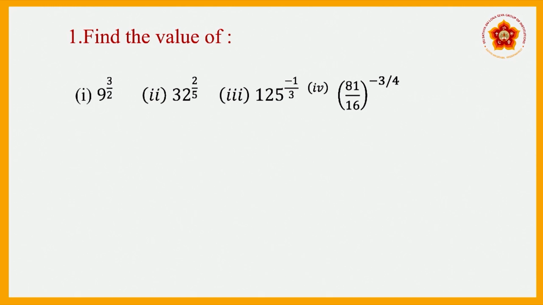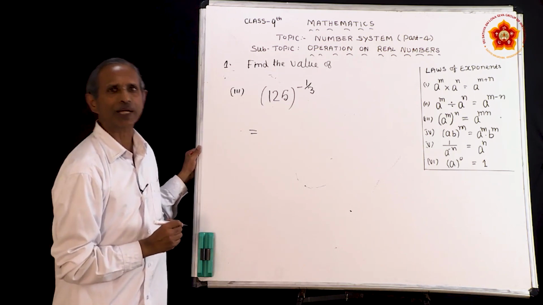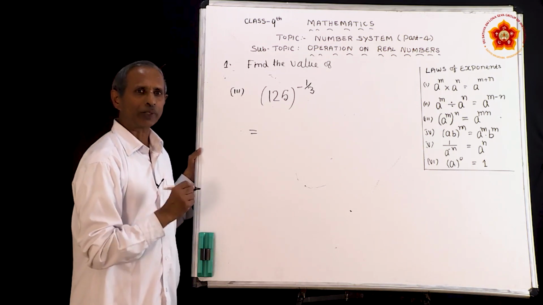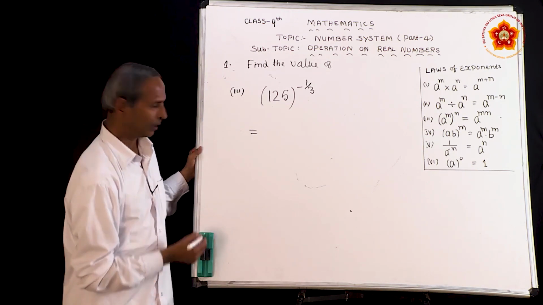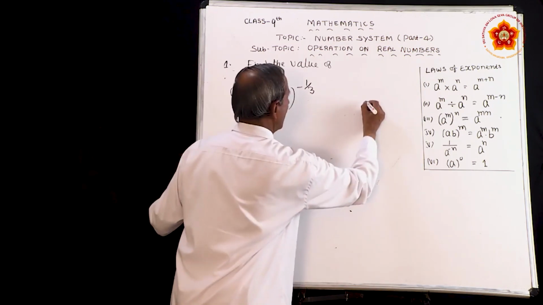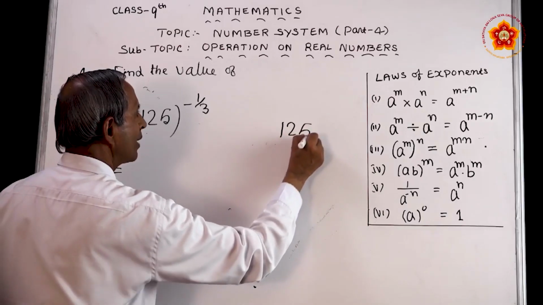Now, problem number 3. The given problem is 125 whole raised to the power of minus 1 by 3. As I told earlier, 125 is a composite number. Now, we have to express it as factors. I will take 125 and find out the factors of this composite number.